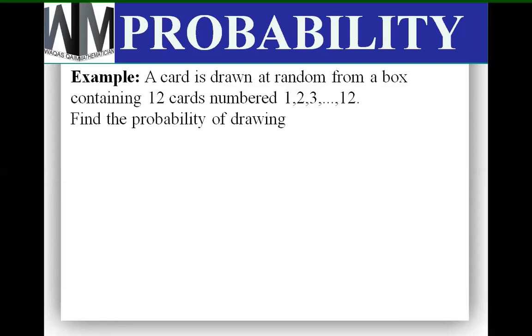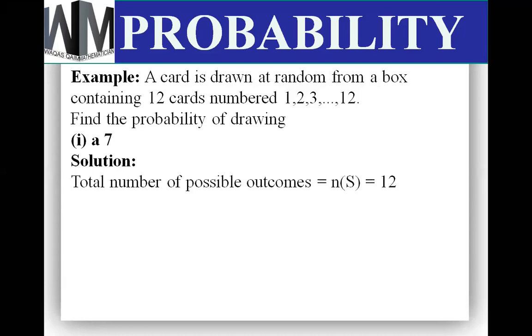And now we are going to pick one card out of that box. So what is the probability that we pick a card over which a number 7 is written? So first, the sample space of this case is, right, Hamza. So there are total 12 possibilities because there are 12 cards.